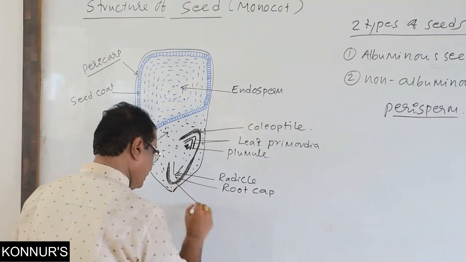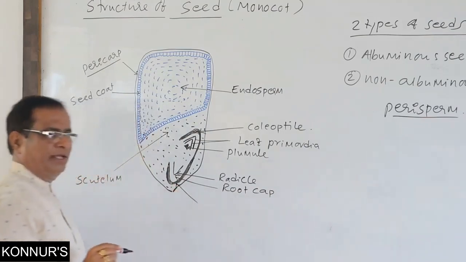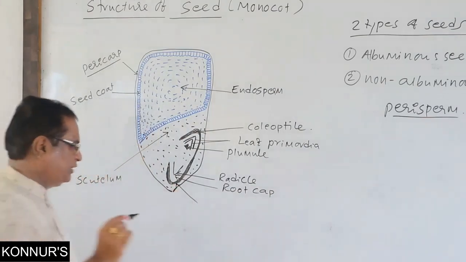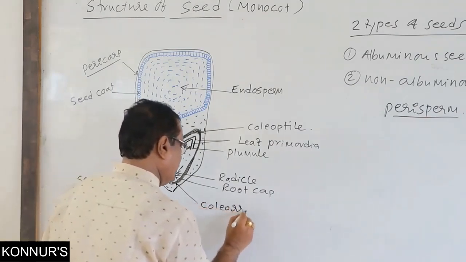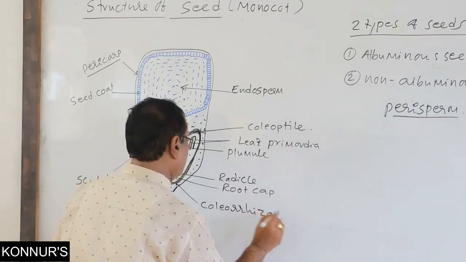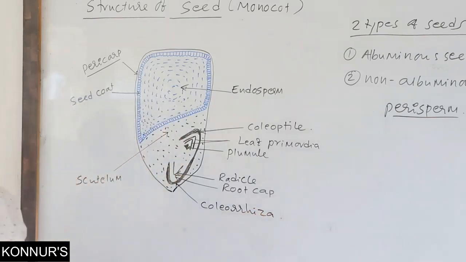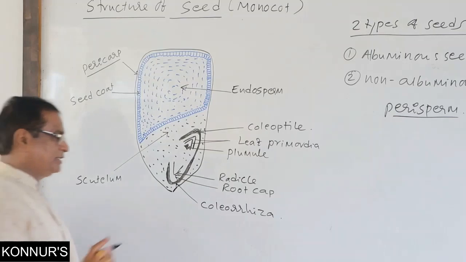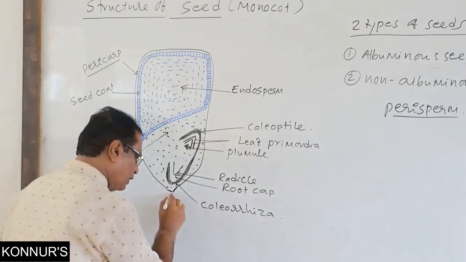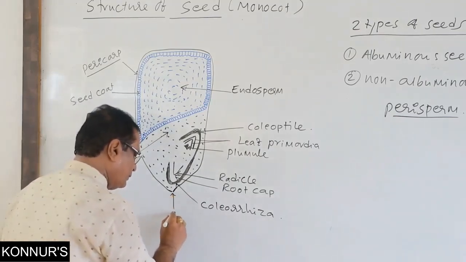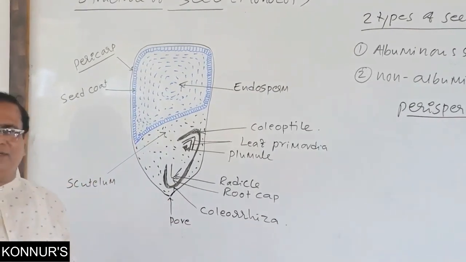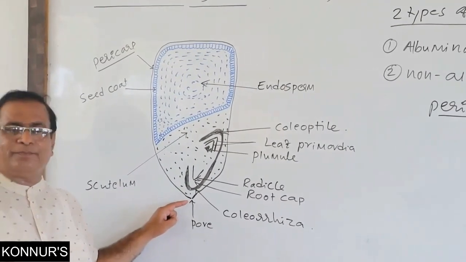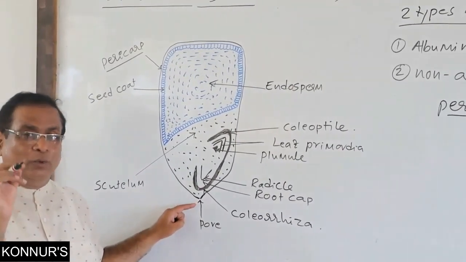in turn covered by an undifferentiated sheath named coleorhiza. And there is a minute pore, a very small pore here. This is nothing but the micropyle of the ovule.